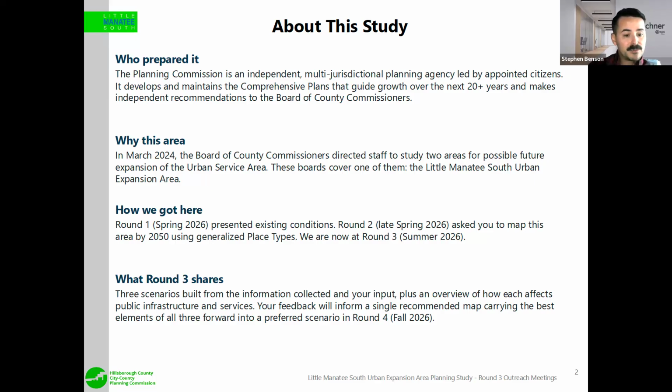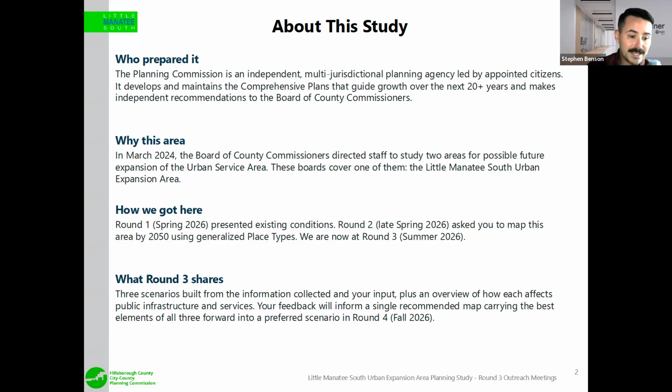Round 1, we focused on presenting those existing conditions. Round 2, we asked you to help us map this area by the year 2050 using generalized place types. And now we are at round 3, and we're going to be showing you 3 different scenarios that were developed based upon the information you gave us during round 2, as well as the information from round 1 and all the public comments and feedback that we've received so far.